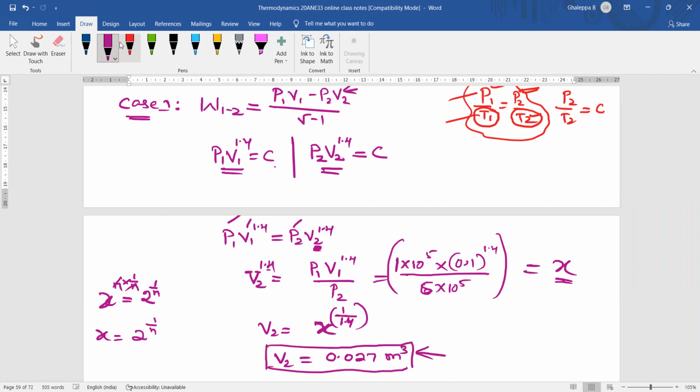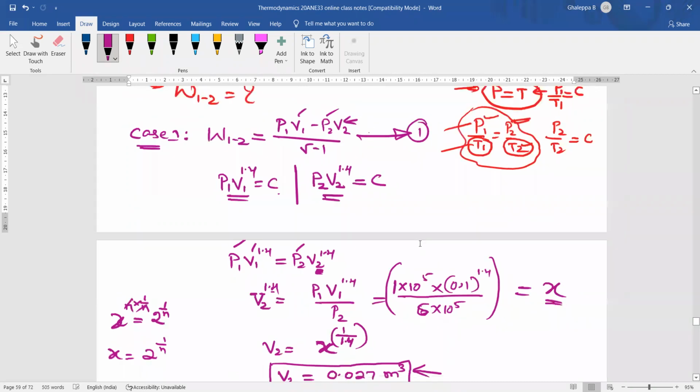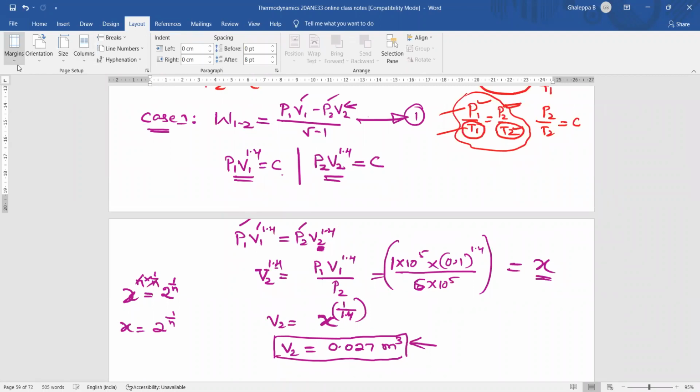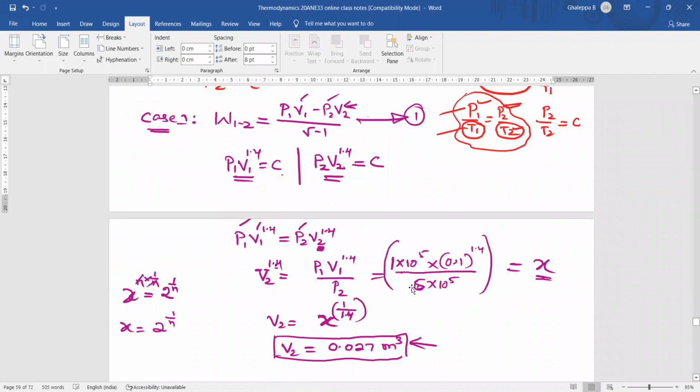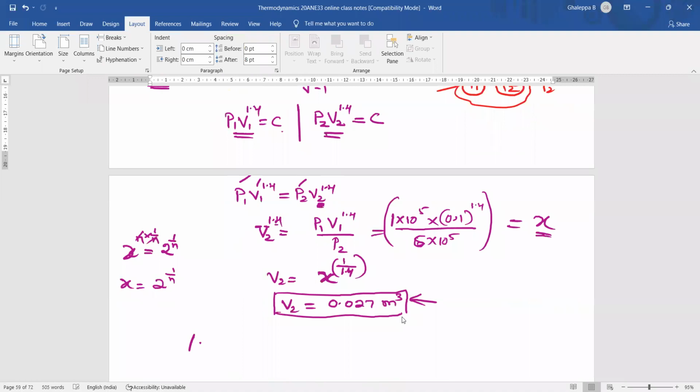Okay, this V2 value you substitute in equation number 1. That's it. Let me substitute all the values. So W12, P1 is 1 into 10 to the power of 5, V1 is 0.1, P2 is 6 into 10 to the power of 5, V2 is 0.027.